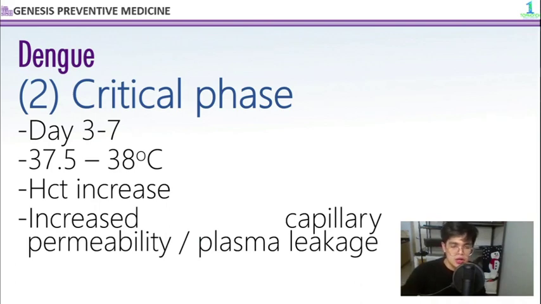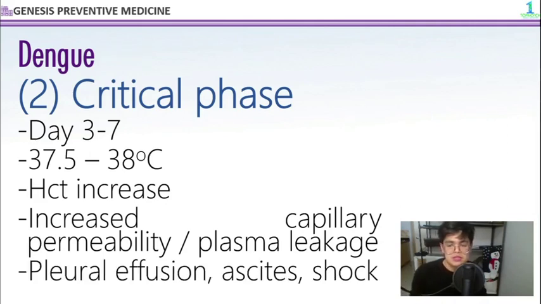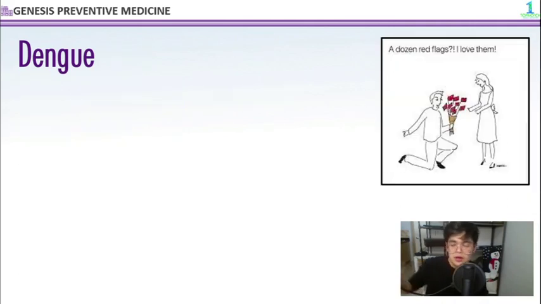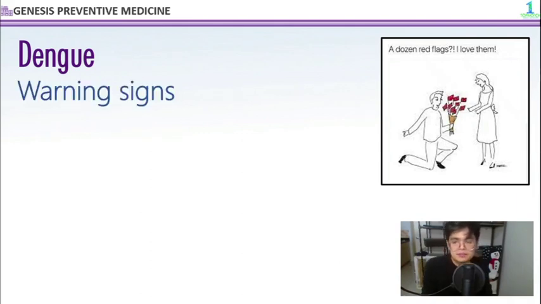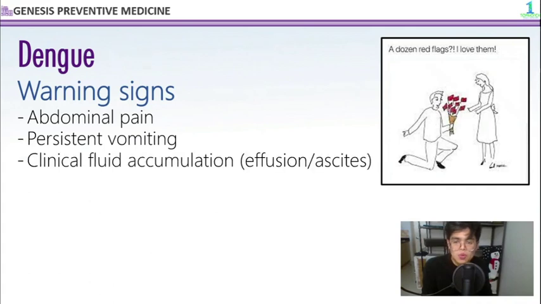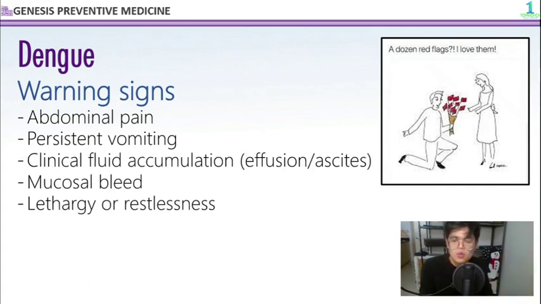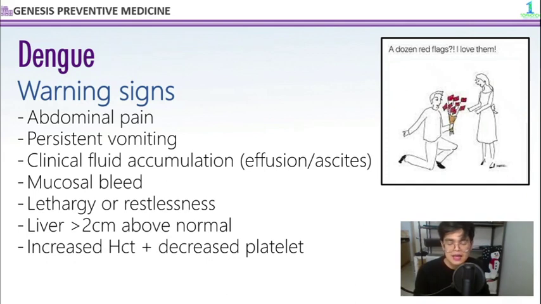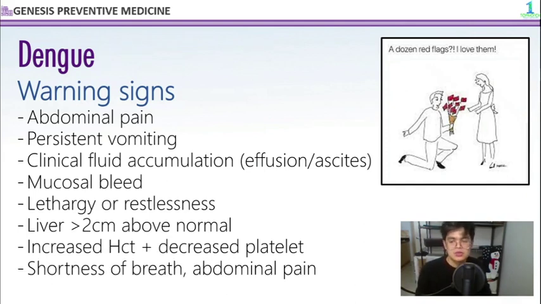Shock eventually occurs kapag marami na nag-leak out. Shock occurs when massive amounts of plasma leak, and the temperature of the patient may drop to subnormal even. Parang shocking na talaga siya. So we go now to warning signs under critical phase. What symptoms and signs can alarm a clinician as to whether or not a patient is going into a critical form, a shocky form of dengue?